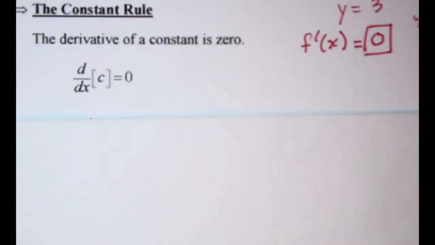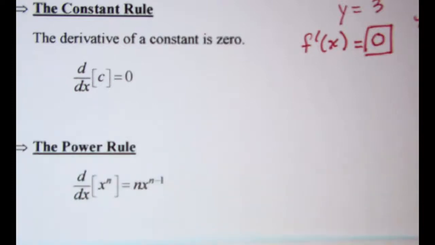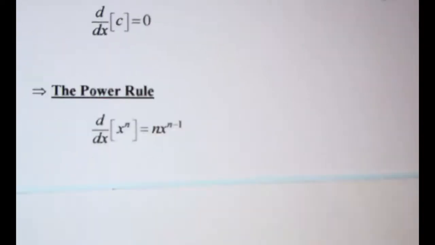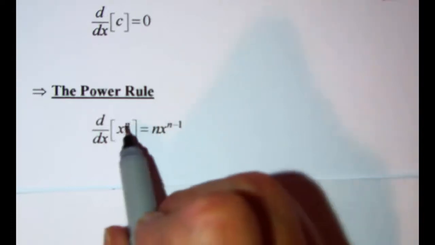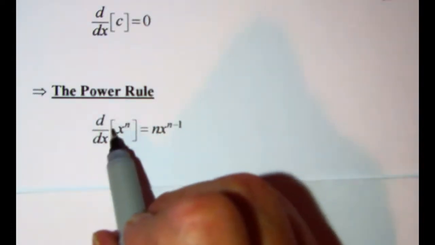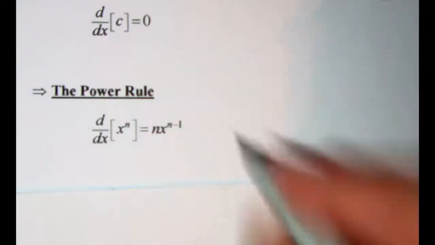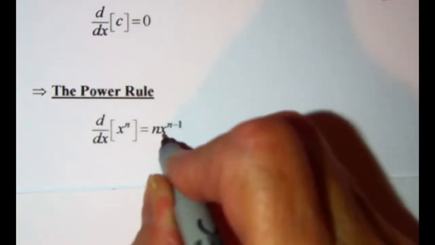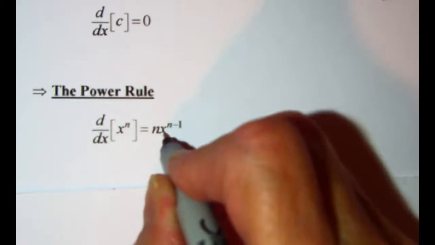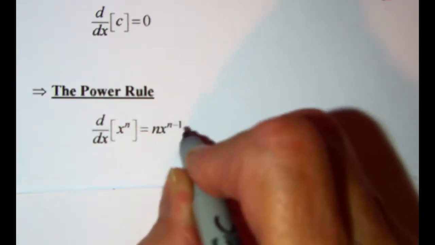Our next rule is called the power rule. And this rule states that if you wish to find the derivative of an exponential, x raised to some power, all you need to do is take that exponent and bring it out as a coefficient in front, and then multiply that by the base x raised to the power decreased by 1.